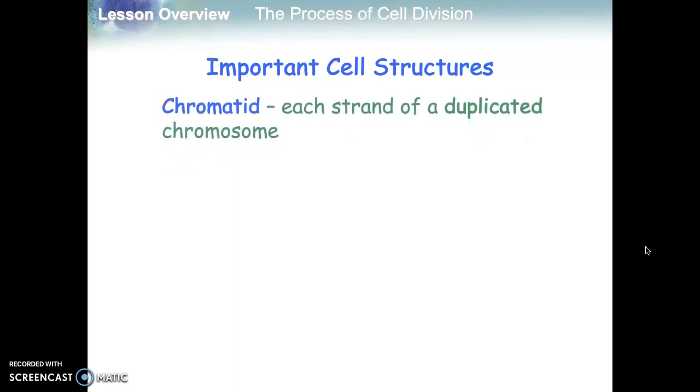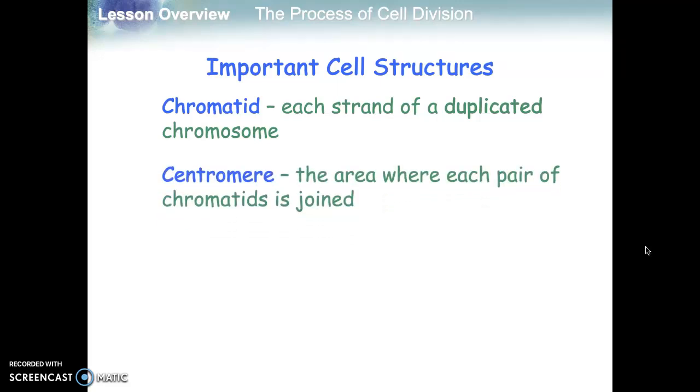First thing you need to know is a chromatid. A chromatid is an individual strand of a duplicated chromosome. One of the things I showed you in the previous video is that chromosomes like to pair up, and during replication, they copy themselves and make double-stranded chromosomes. Each individual strand of a chromosome is known as a chromatid. So you'll need to remember that.